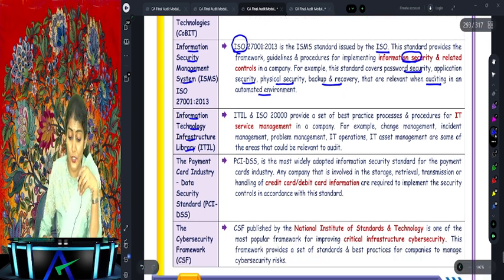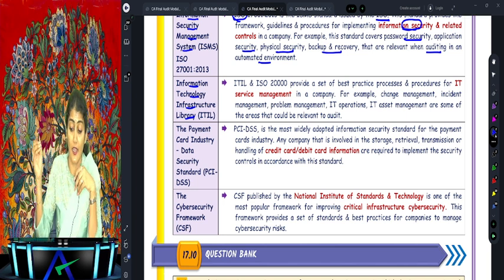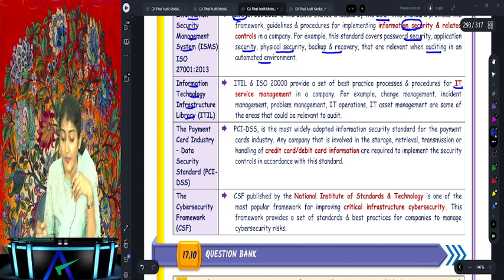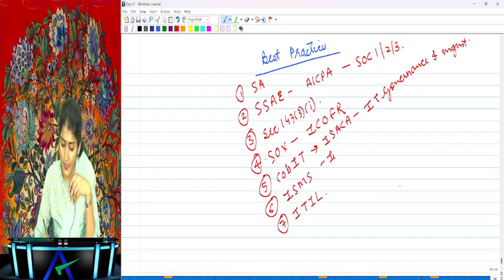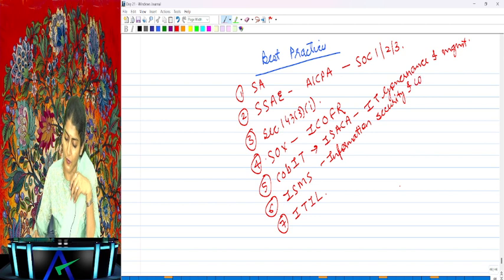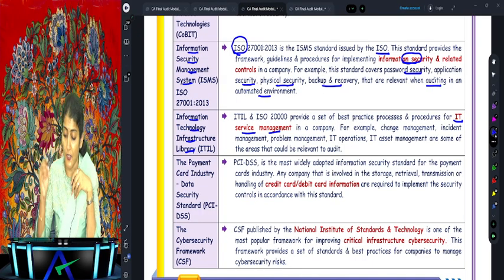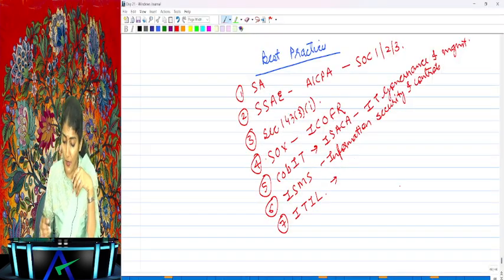Then the next one is ITIL. What is ITIL? The Information Technology Infrastructure Library. This talks about the information security and the controls. Pay attention in the class, right? The Information Technology Infrastructure Library talks about the IT service management in the company.